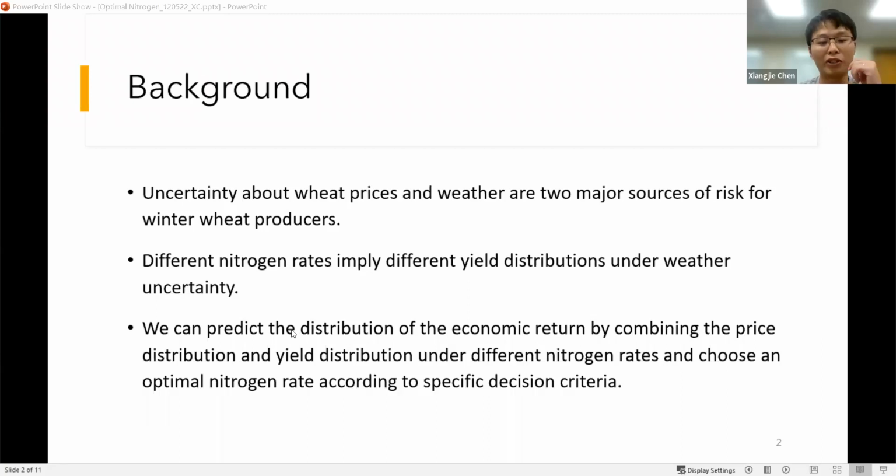Once we have a prediction for the distribution of the yield and also the price, we can get a distribution of economic returns, and based on some decision criteria, we can get the optimal nitrogen rate for the farmers.